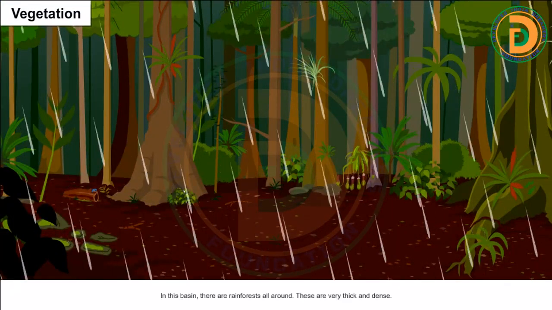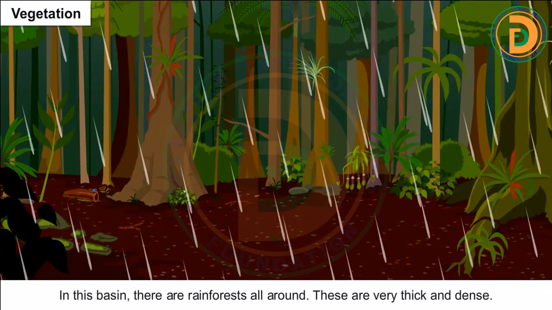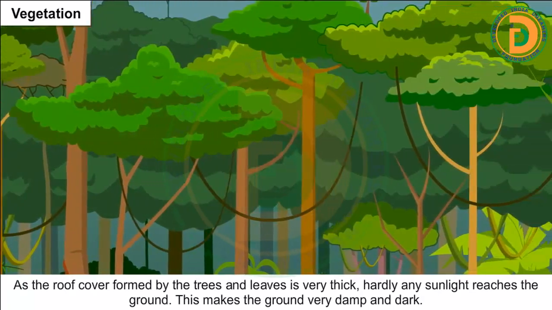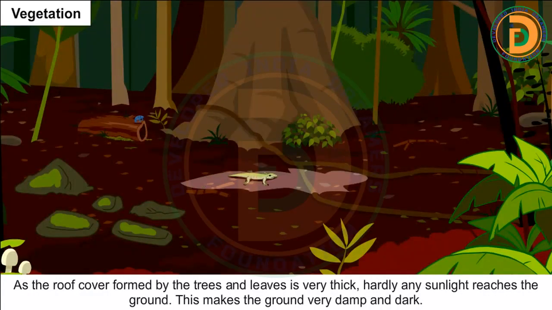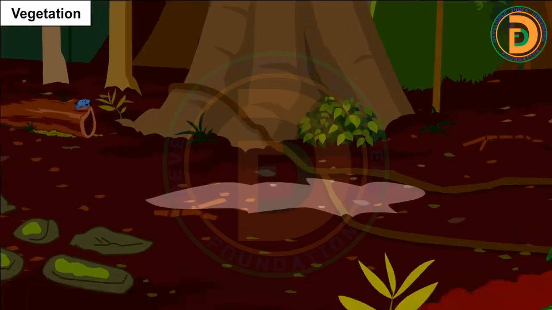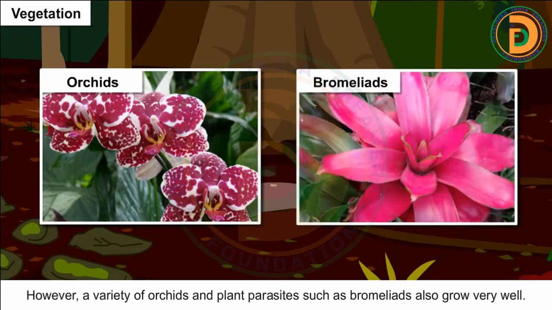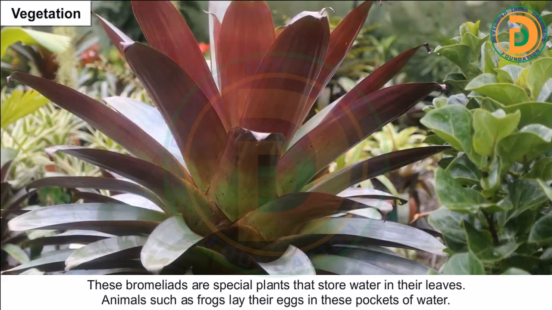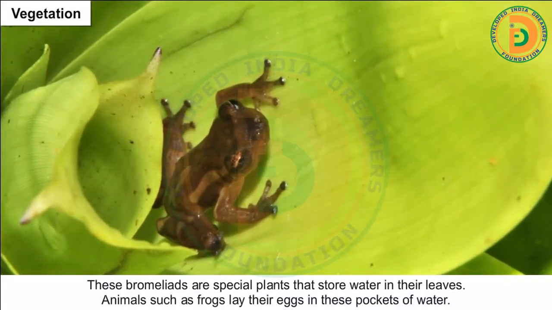Vegetation. In this basin there are rainforests all around. These are very thick and dense. As the roof cover formed by the trees and leaves is very thick, hardly any sunlight reaches the ground. This makes the ground very damp and dark. However, a variety of orchids and plant parasites such as bromeliads also grow very well. These bromeliads are special plants that store water in their leaves. Animals such as frogs lay their eggs in these pockets of water.